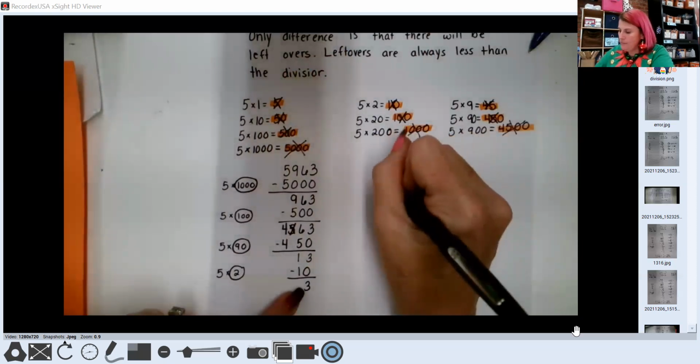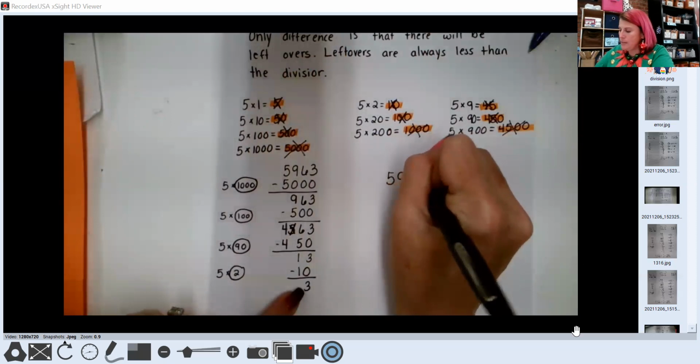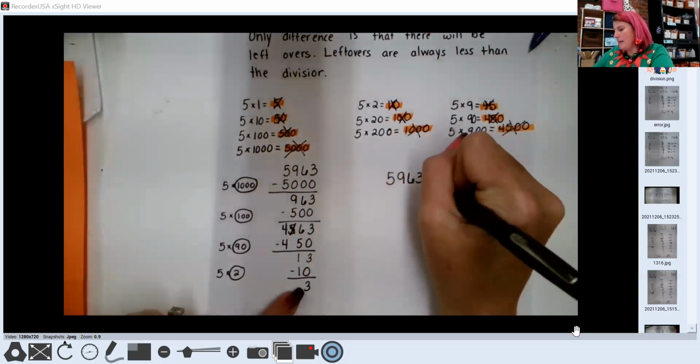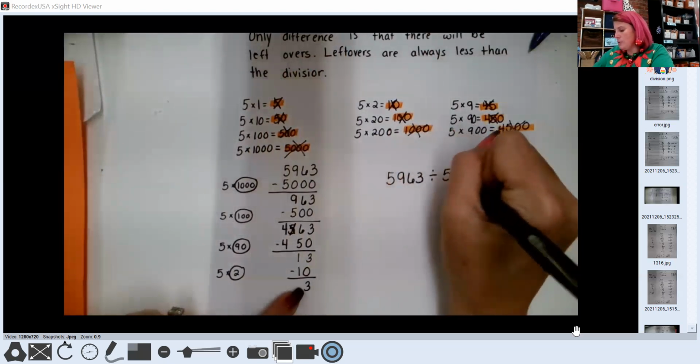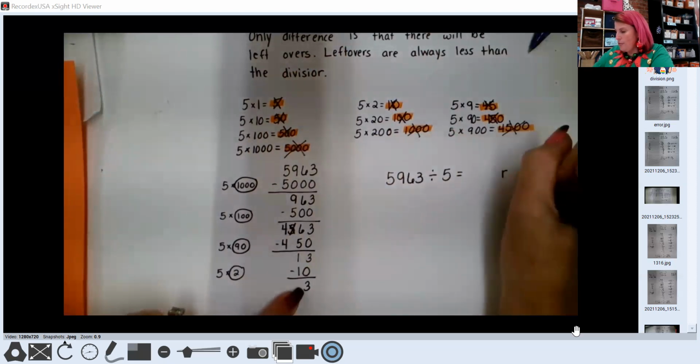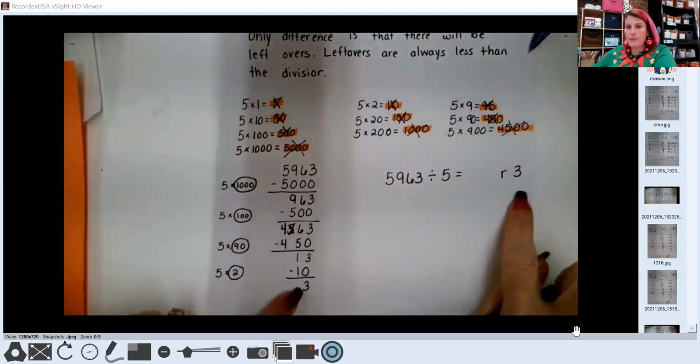So I know 5,963 divided by 5 is equal to, and R3 for remainder. So that's my remainder, R3.